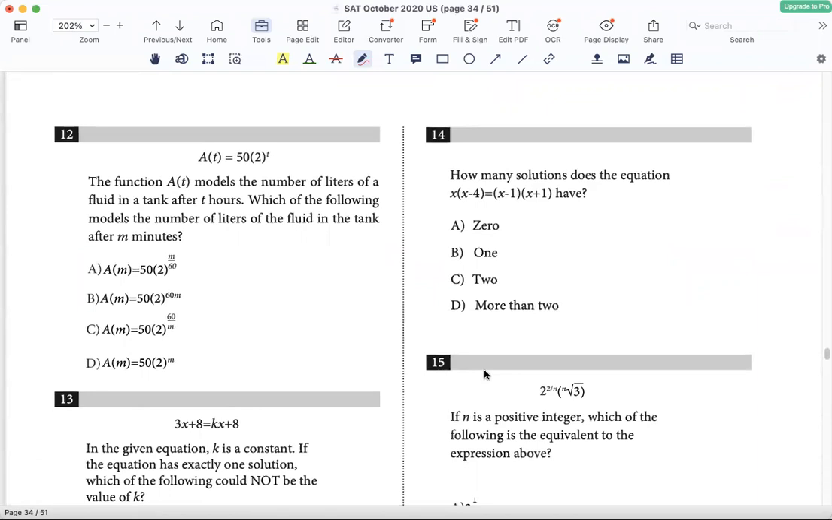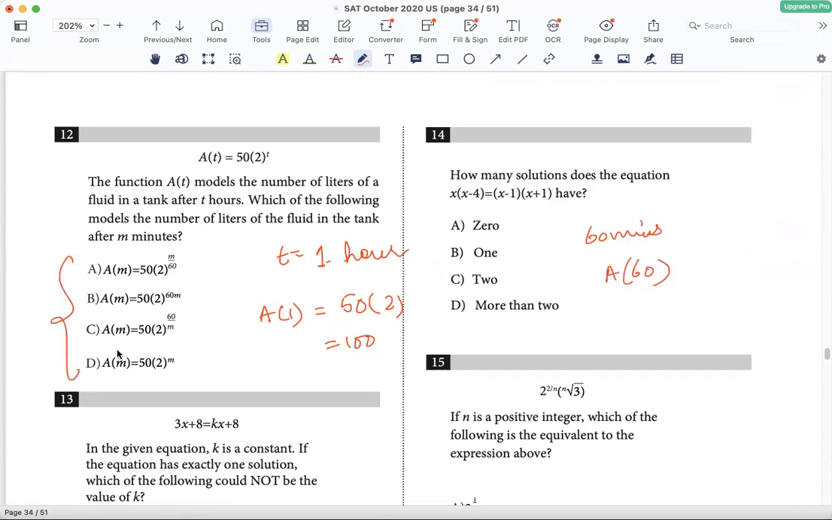The function A of t models the number of liters of a fluid in a tank after t hours. Which of the following models the number of liters of the fluid in the tank after m minutes? Okay, so when t is 1, that is 1 hour, then A of 1 is 50 times 2, which is 100. But 1 hour is 60 minutes. So A of 60 from one of these options should also give you 100, right?